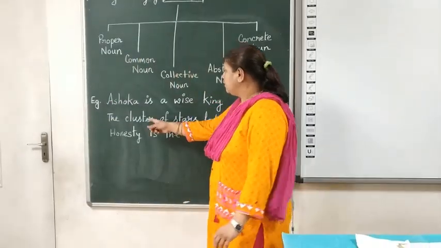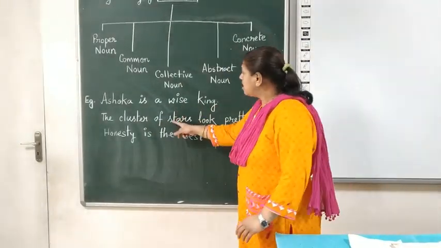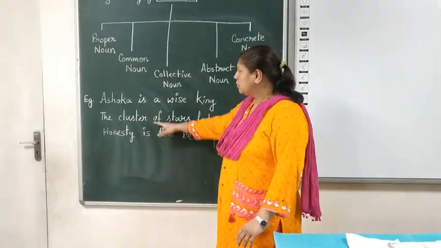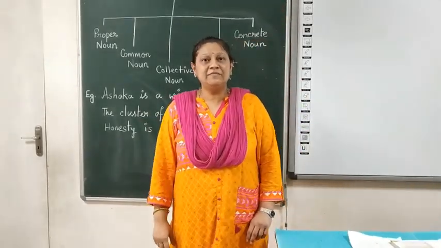For example, the cluster of stars look pretty. Here many stars are there in the sky where we are seeing it together. This is what is called a cluster. So cluster is a collective noun.